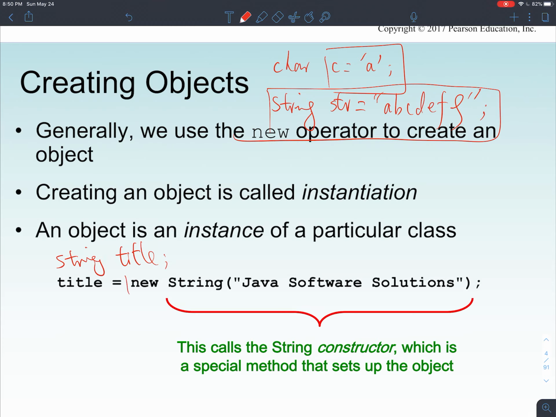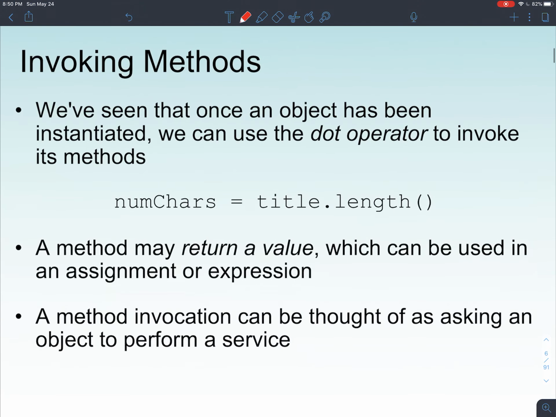Okay, so with this new, I want to create a new object. So you are telling Java that I want to create a new object whose type is string, and the value stored in this string is Java software solutions. And after we created this new object, we want to assign it to the variable whose type is string. Okay, so this is how we create an object.